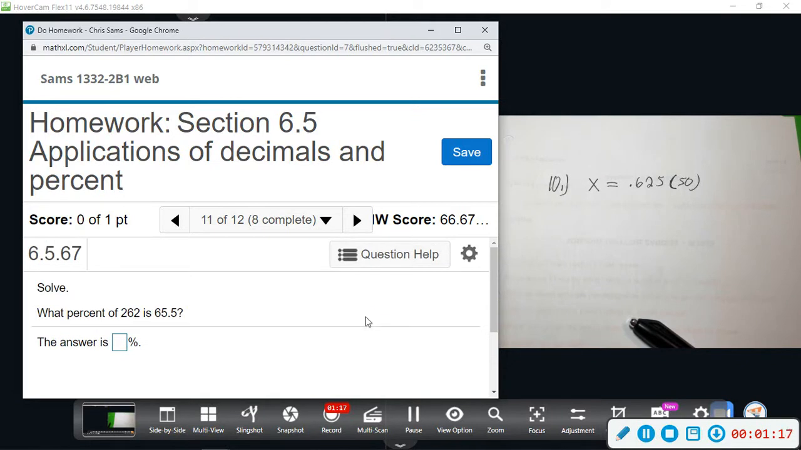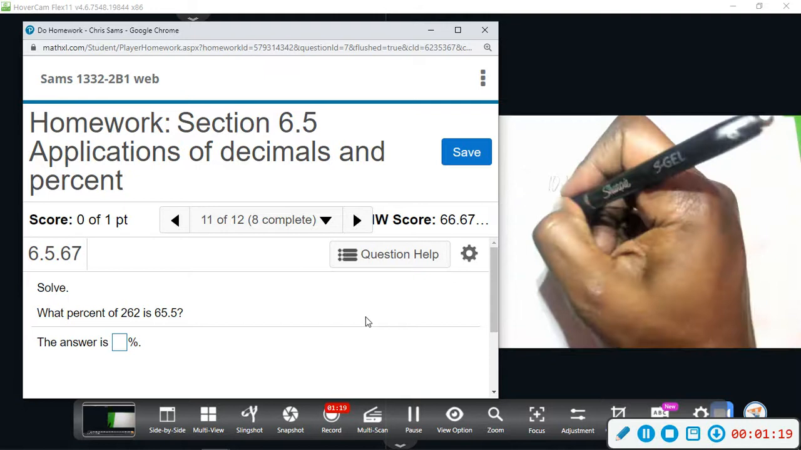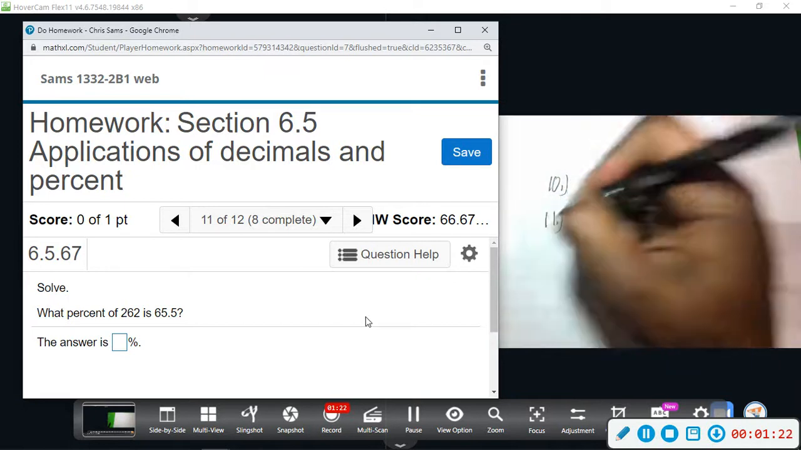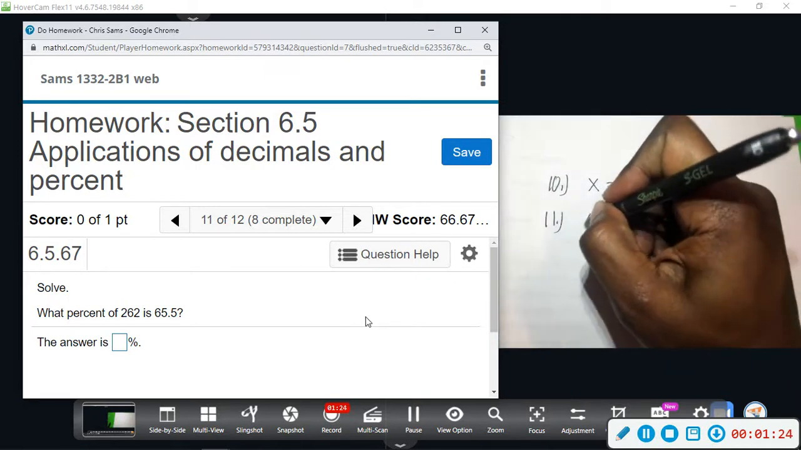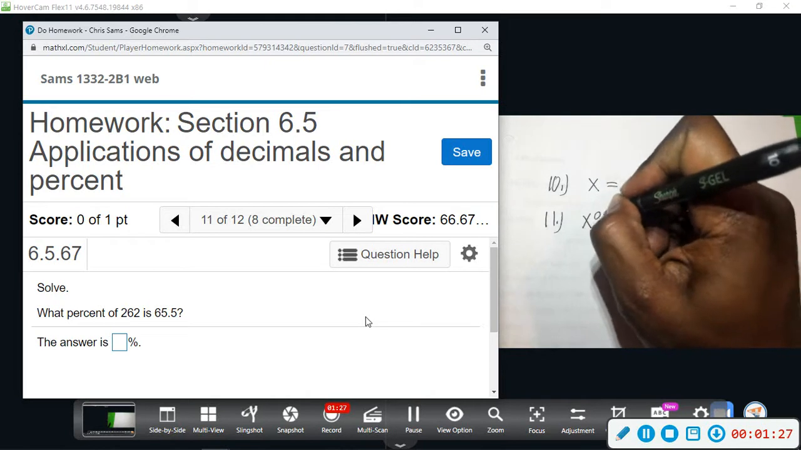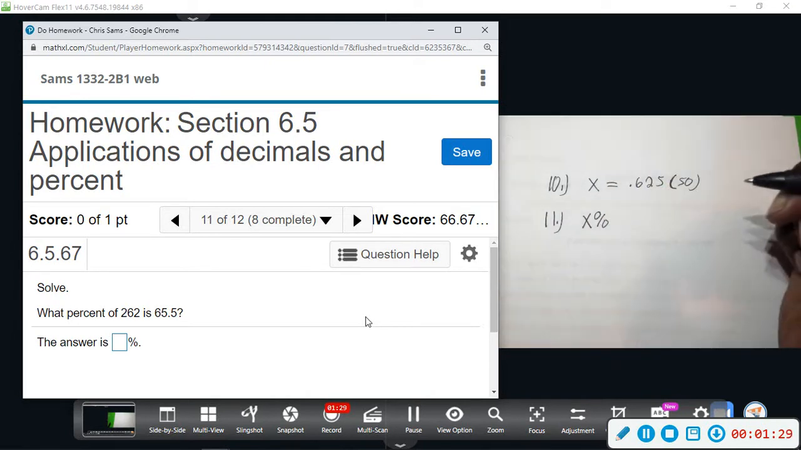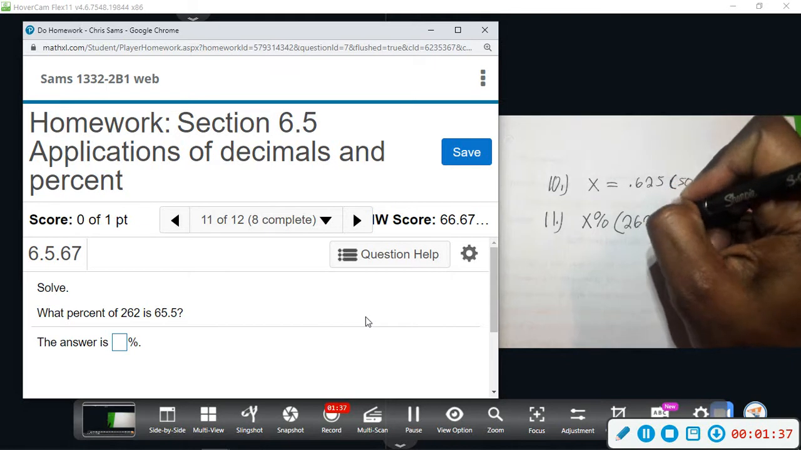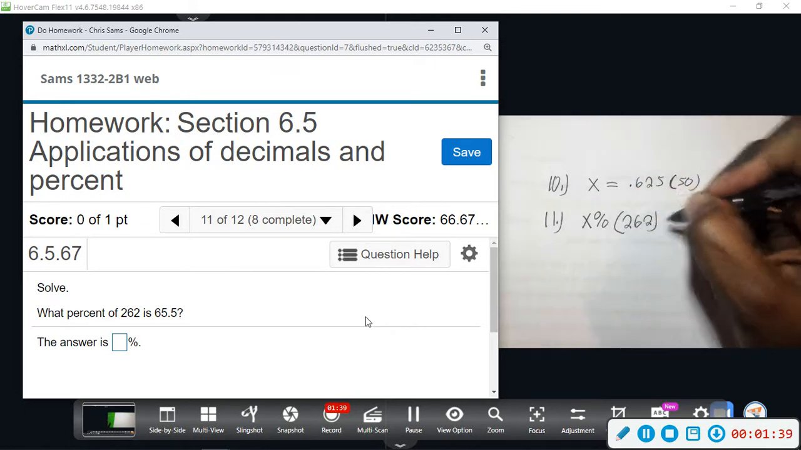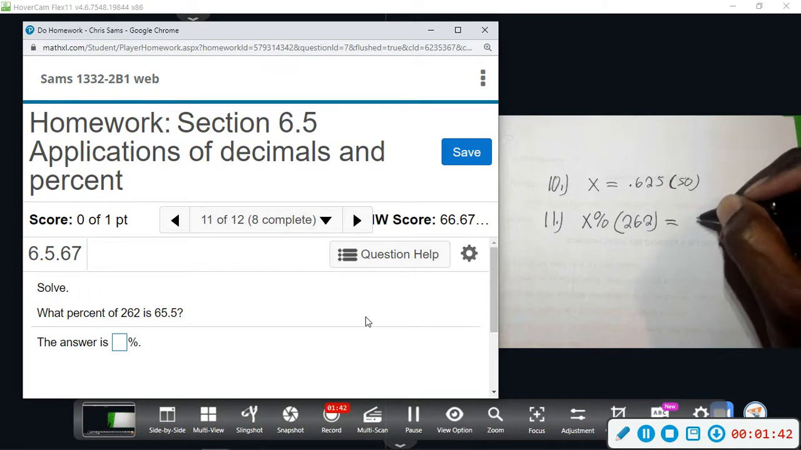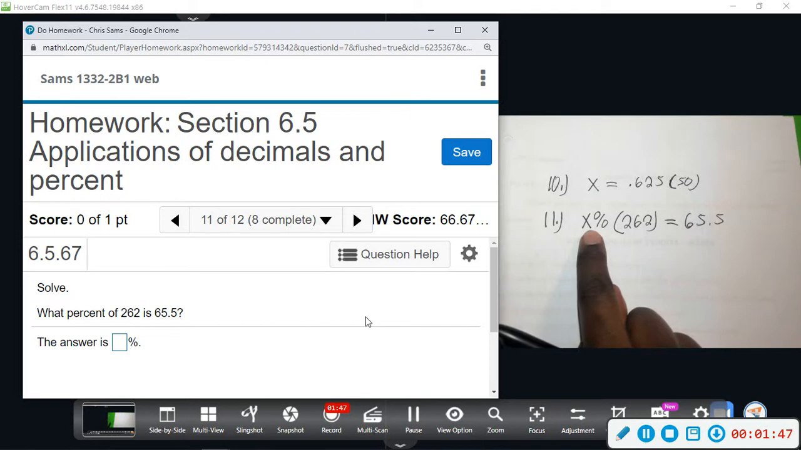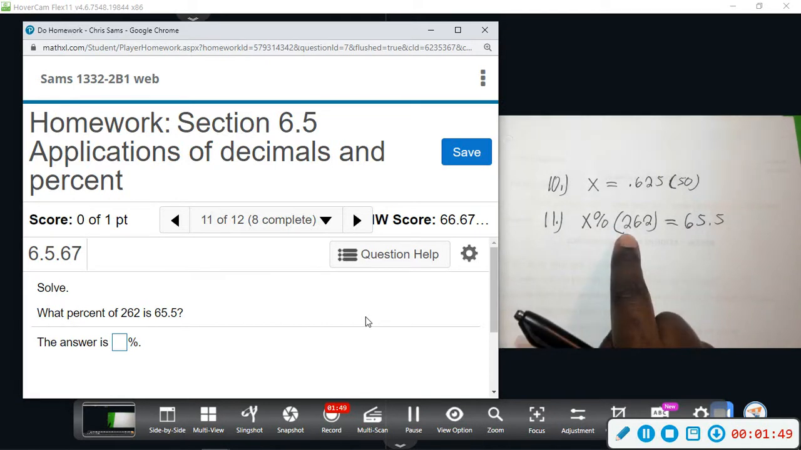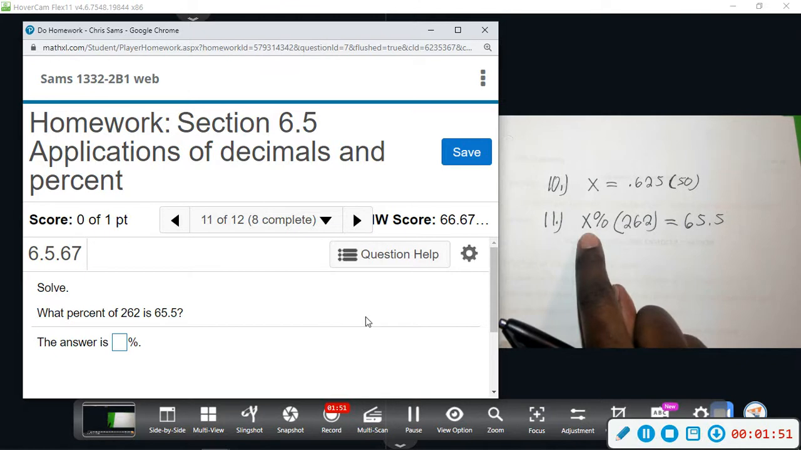Okay, so number 11, we want to know what percent. Okay, so got to be careful here. So we want to know X percent, so that's as a percent of, so we got to multiply that by something, percent of 262. So percent of times is equals 65.5.